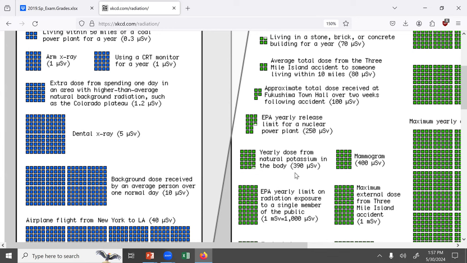Yearly dose from natural potassium in the body. Like I said, you can't get away from radioactivity to some extent. You get 390 microsieverts just from the required amount of potassium. You need to eat potassium for your body to work, but in doing so, you're getting 390 microsieverts a year. Just like how a mammogram checks you for cancer, but then also could be causing cancer. Yeah. It's all about managing risk, right?